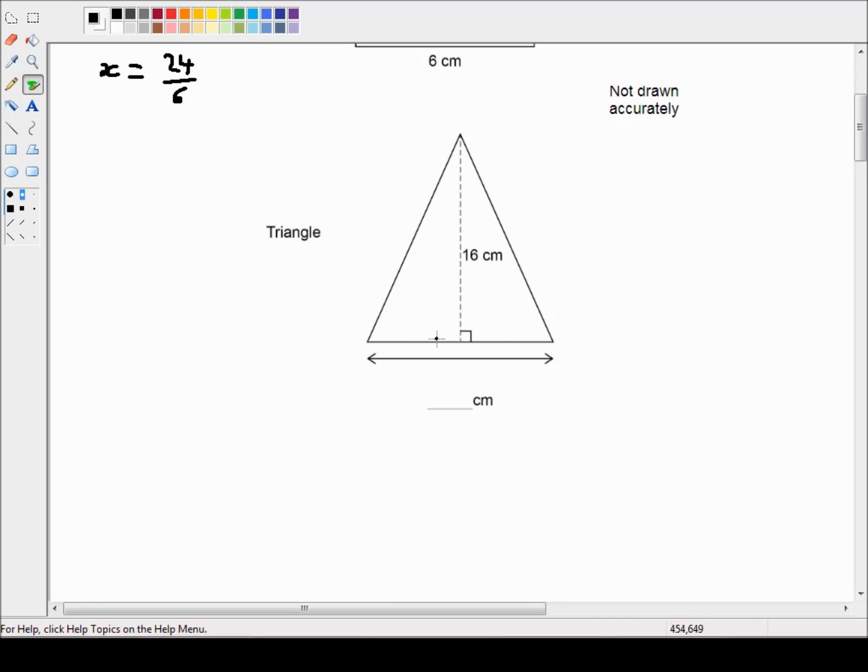Okay, so here we have a triangle, and again the triangle has an area of 24 centimeters squared, which we know from the question, and it's the base that we're looking for. Now the area of a triangle is half base times height is equal to 24. We know that the height is 16, so a half base times 16 is equal to 24.